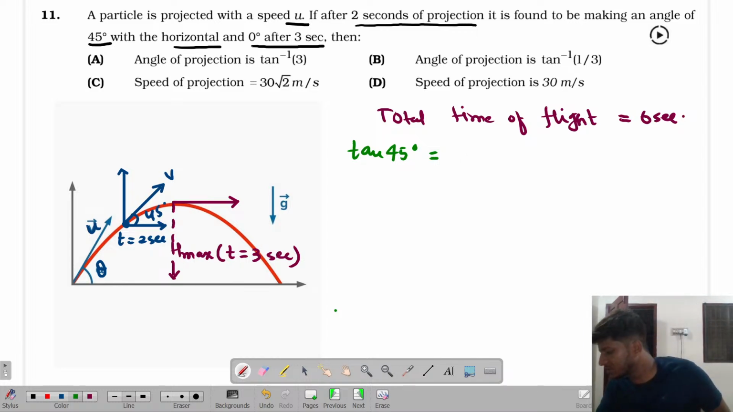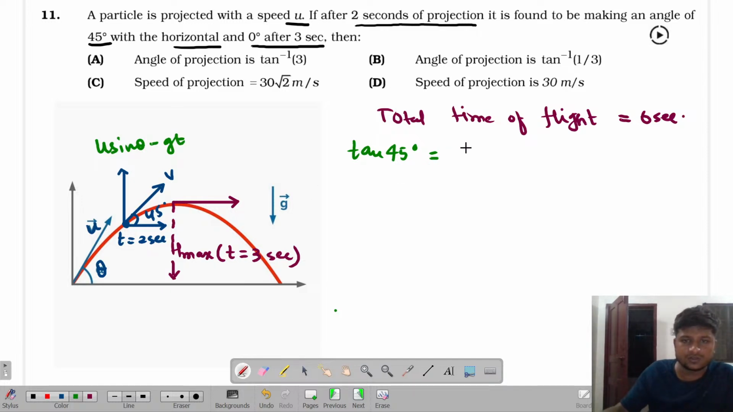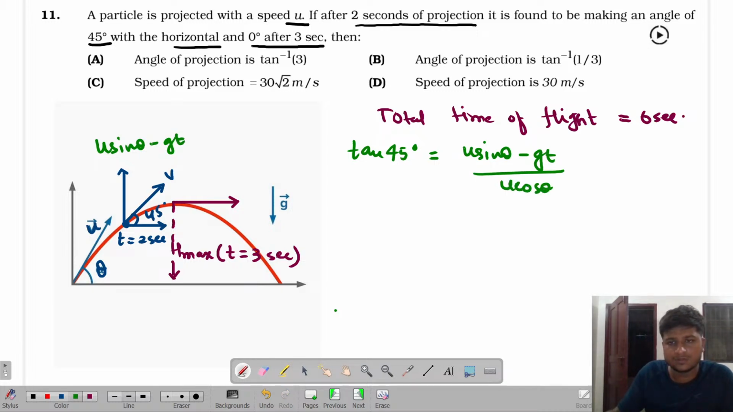Okay, I'll tell you first. Just wait for 2 minutes. So if I take tan 45 degree, then what is it? This vertical velocity is what? U sine theta minus gt, and this is u cos theta, isn't it? So tan 45 is u sine theta minus gt divided by u cos theta or not? Tell me yes or no, guys.